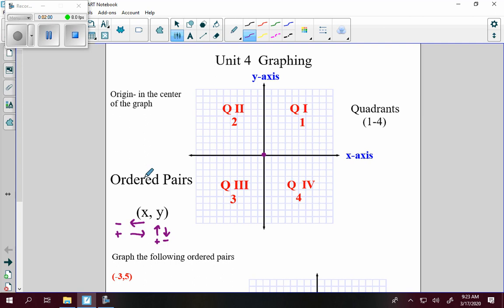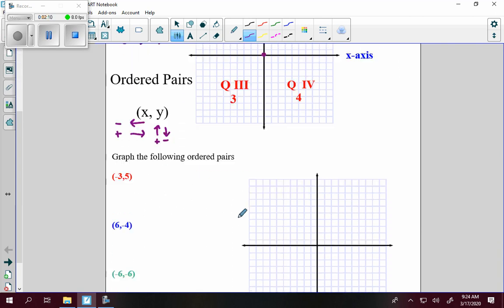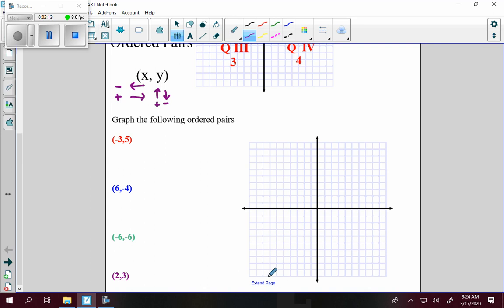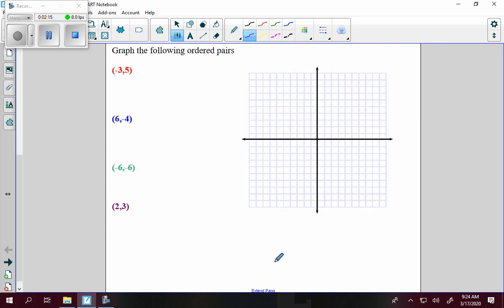So if I were to do an ordered pair for the origin, I would start at 0 on my x and 0 on my y. I would not move from that spot. So the origin is 0, 0. So we're going to graph the following ordered pairs. I'm going to make a little mental note that that's my x followed by my y.